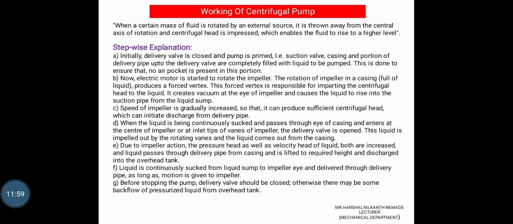When the liquid is continuously sucked, it passes through the eye of the casing and enters the center of the impeller, or the inlet tip of the vanes of the impeller. The delivery valve is open, and the liquid is impelled out of the rotating vanes and comes out from the casing. Due to the impeller action, the pressure head as well as the velocity head of the liquid are both increased, and the liquid passes through the delivery pipe from the casing, lifts to the required height and discharges into the overhead tank.